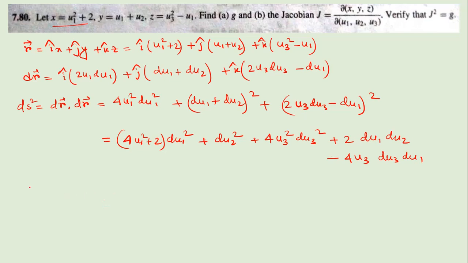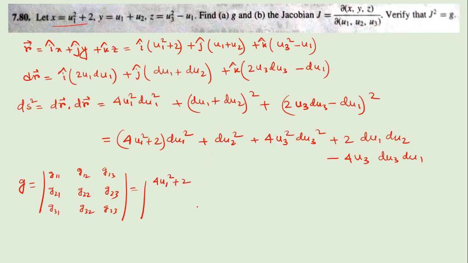So if you find the g, that is G11, G12, G13, G21, G22, G23, G31, G32, G33. Just put the value. So what is G11? That is 4u1 square plus 2. G22 is 1. G33 is 4u3 square. G12 is 1, G21 is 1. G13 is minus 2u3, G31 is minus 2u3, and this term is 0.